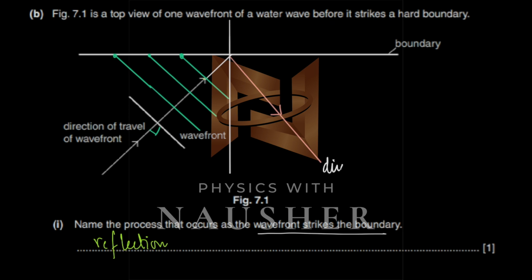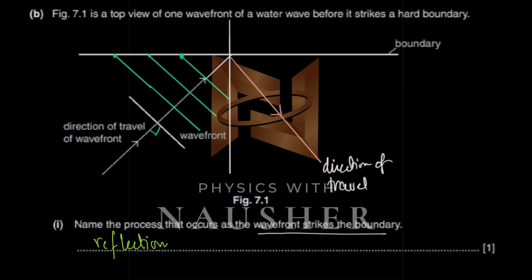So this is the direction of travel. So the wavefront must be at 90 degrees. Just to give you an idea, the wavefront cannot be like this. This is not 90. The wavefront cannot be like this. This is not 90. The wavefront will be somewhat like this. Do you understand? The wavefront will be somewhat like this.